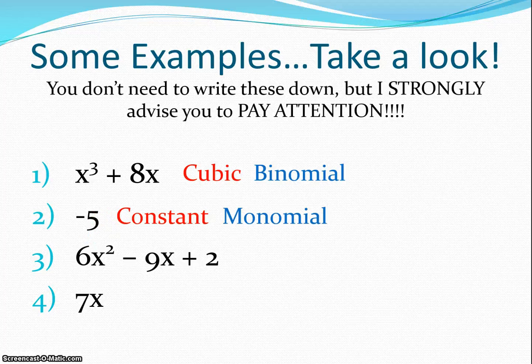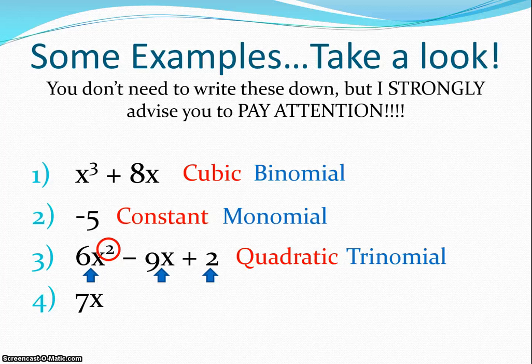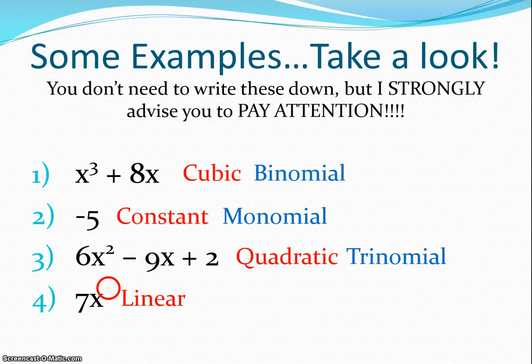Looking at the next one, the highest exponent is 2. So we name the degree of 2 a quadratic, with 1, 2, 3 terms. So this is a trinomial, quadratic trinomial. And finally, be careful with this last one. The exponent is 1. So this is a linear, and then how many terms? Just 1 term, monomial. So a linear monomial.